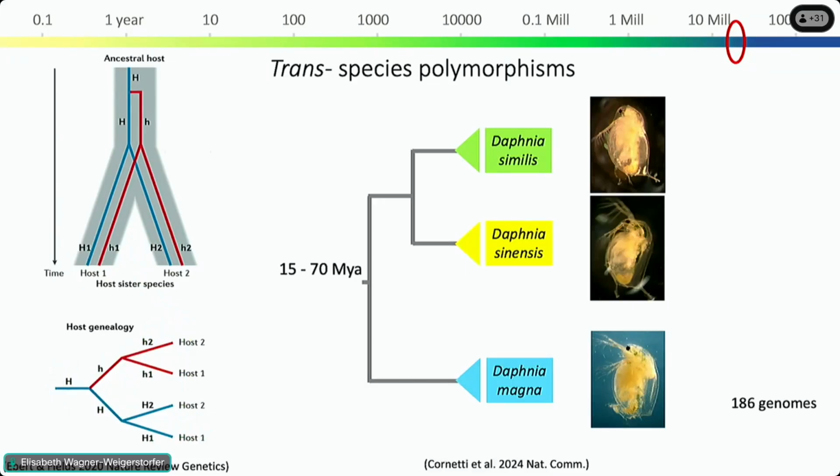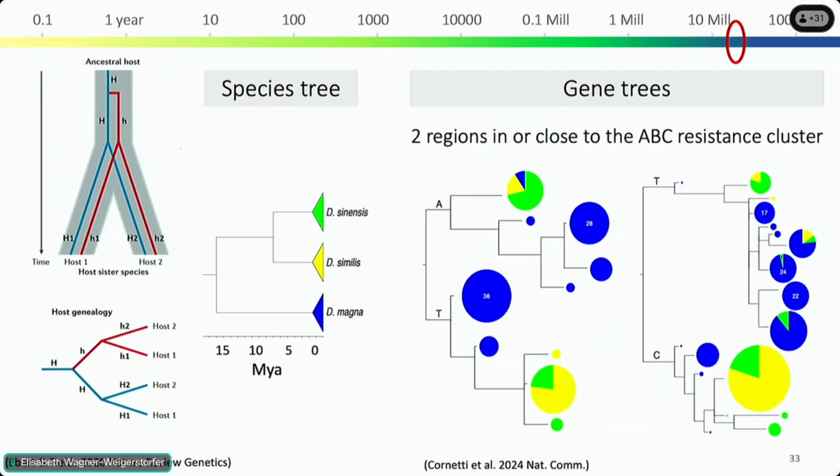So we tested this with these three species here, Daphnia magna and then Daphnia sinensis and similis. They're not the direct sister species of Daphnia magna. There's one species in between, but it's only known from one population, so we didn't use this. But all these three species here are very widely spread. So we collected many individuals, sequenced all the genomes, and then tested for this. Here is the species tree, together with the timing, but this is the minimum age of the split. So it's at least 15 million years ago that this clade split from this clade.